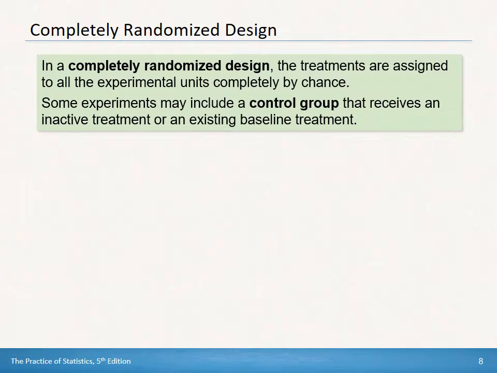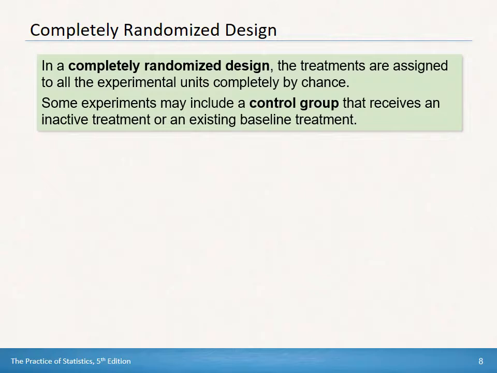So now we're going to talk about completely randomized designs. In a completely randomized design, the treatments are assigned to all experimental units completely by chance. Some experiments may include a control group that receives an inactive treatment or an existing baseline treatment.